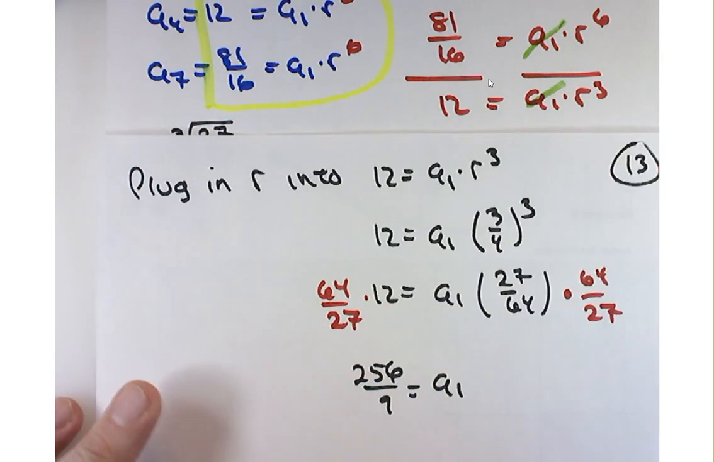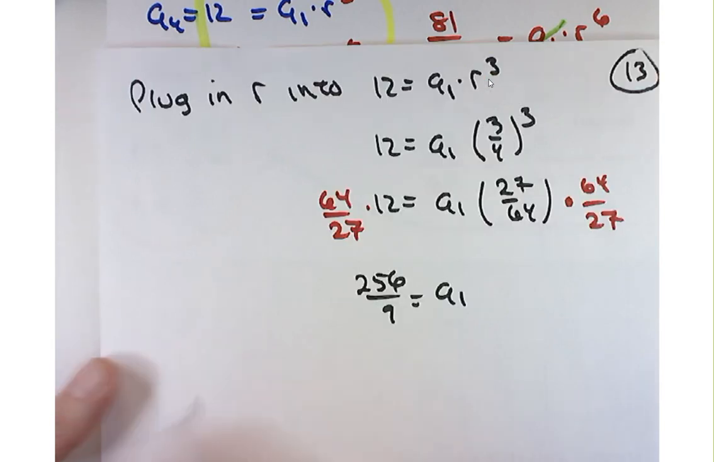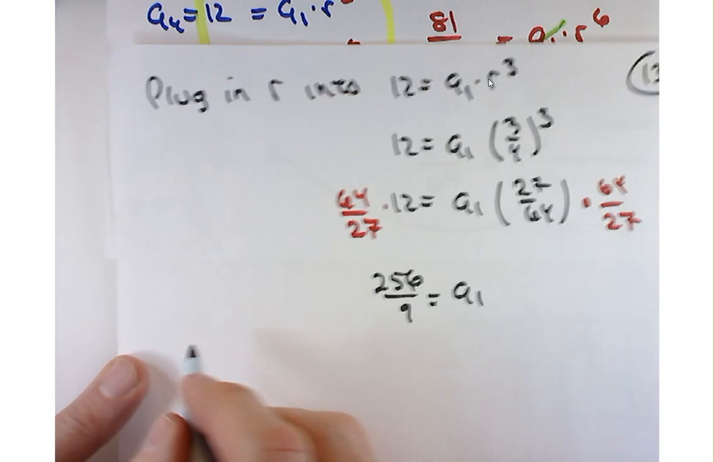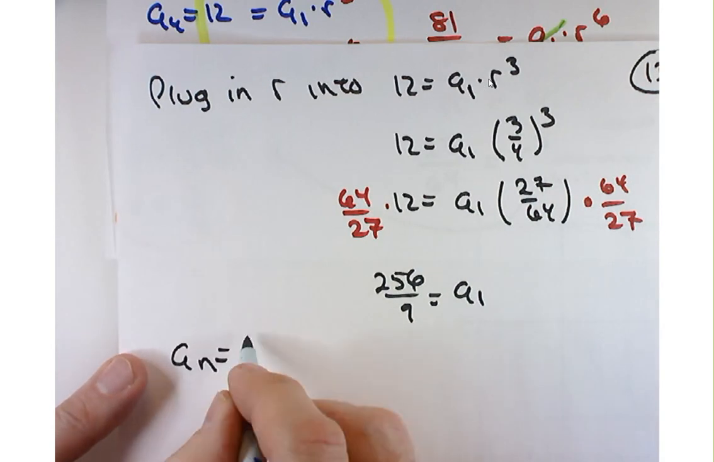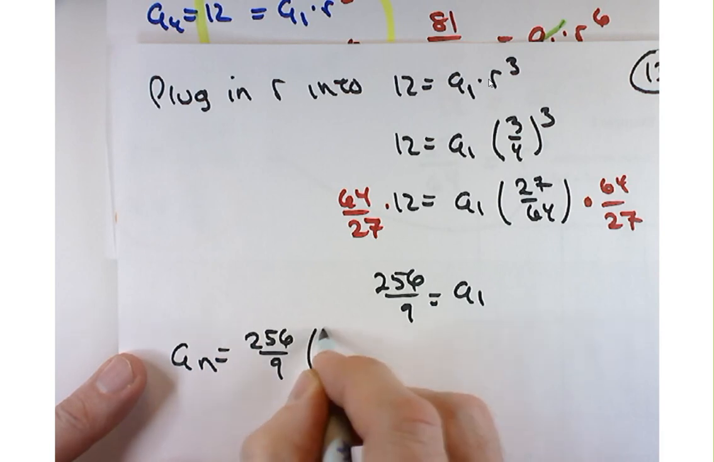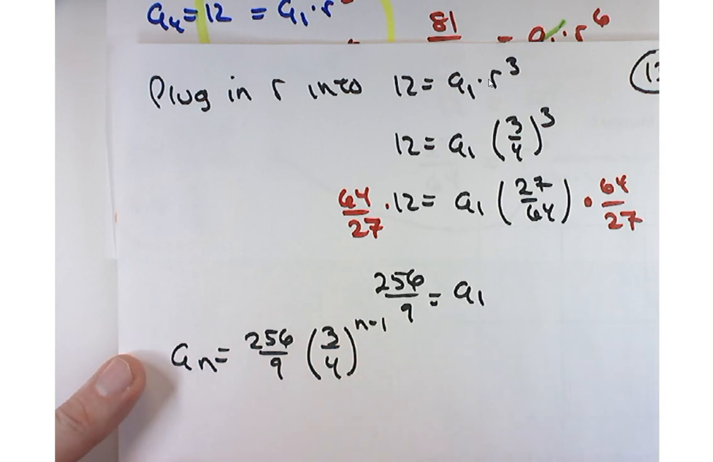Again, take out your calculators as needed. So overall, I know what r is and I know what a sub 1 is. a sub n is going to be 256 over 9 times 3/4 to the n minus 1 power.